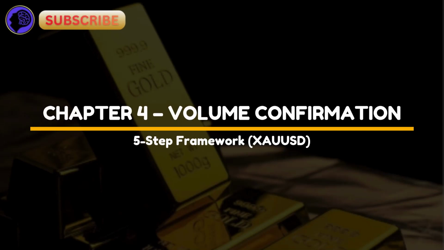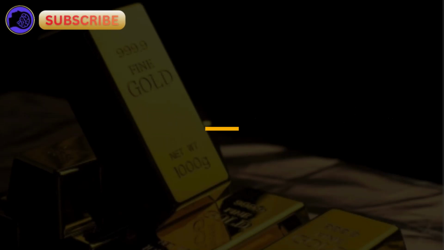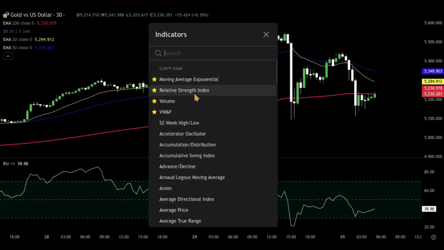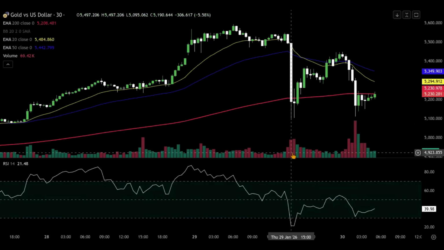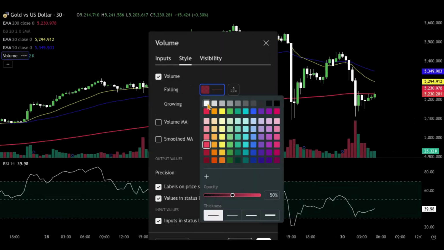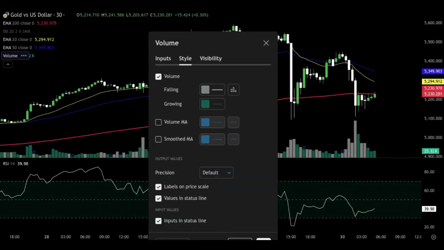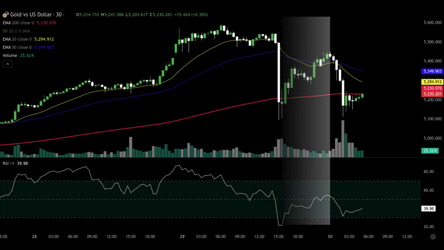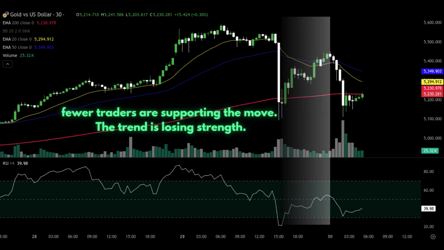Chapter 4, Volume Confirmation. Now let's add volume. Volume shows how much activity is entering the market. Look at these highs. Price keeps moving higher. But volume keeps getting smaller. This tells us fewer traders are supporting the move. The trend is losing strength.